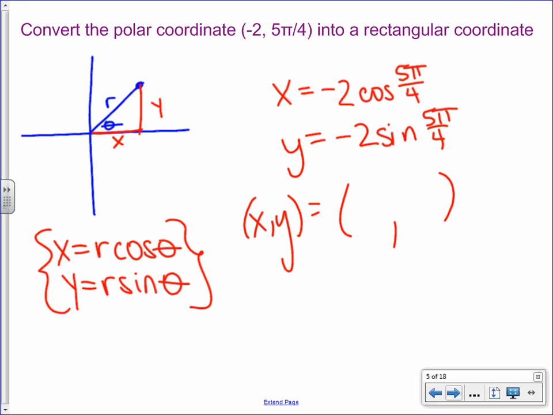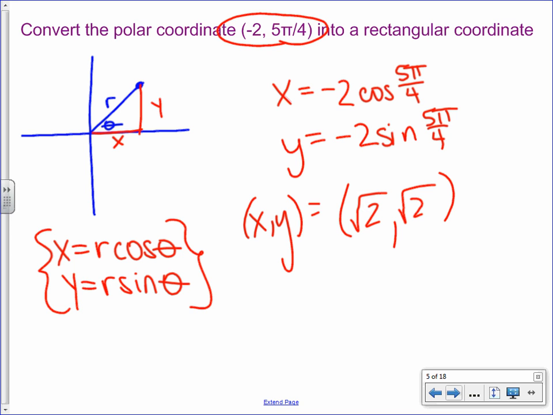Square root of 2. Both negative. X is negative, or the positive is positive. Where's 5 pi over 4? Third quadrant. So it's times, they're negative, both negative, times the negative. Right. Okay, now let's think about this.